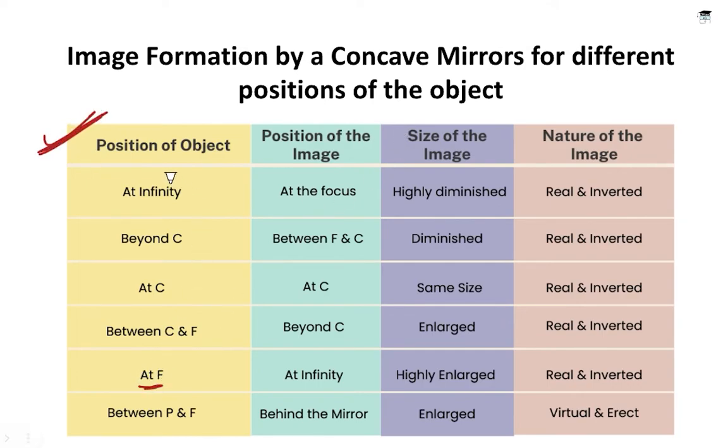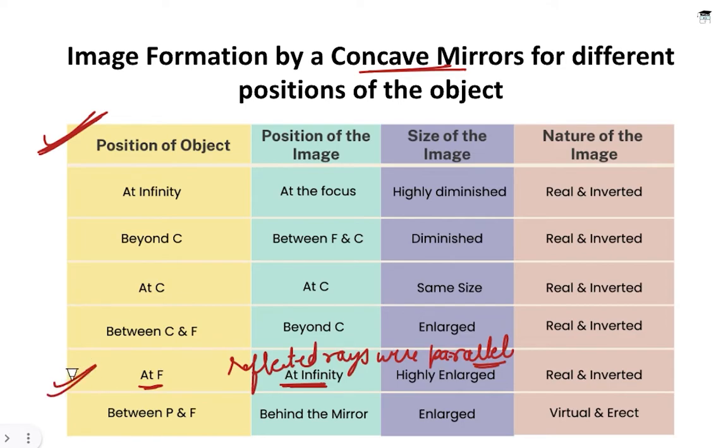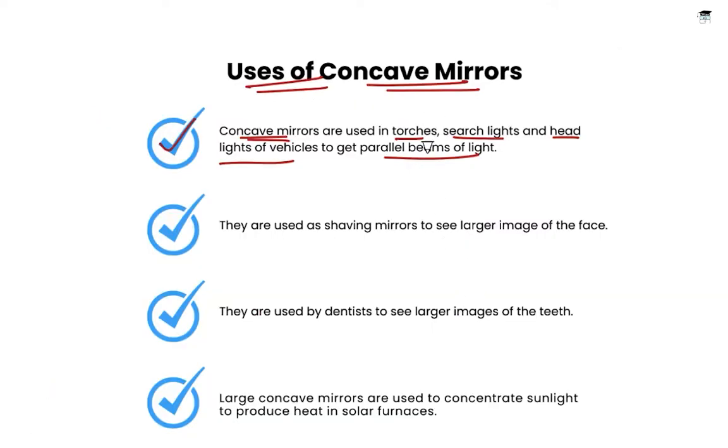Look at this case. When the object is placed at focus, the image is formed at infinity. And how was the image formed at infinity? If you remember, in this case, the reflected rays were parallel. So that means using a concave mirror, we can convert the rays incident on the concave mirror into parallel rays. Okay, so using this case, we can form parallel beams of light in torches, searchlights and headlights of vehicles.